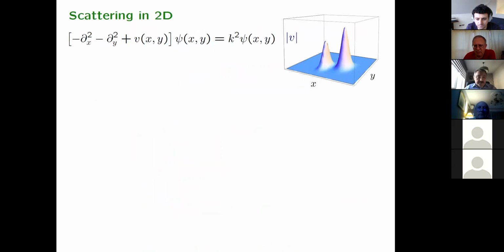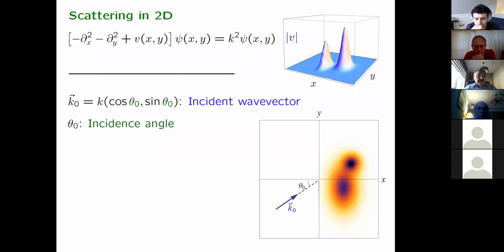So let's try to look at scattering in 2 dimensions. Again, I use time-independent Schrödinger equation to introduce the scattering problem. I send plane waves from some source with some incident wave vector, which makes an angle θ0 with the x-axis. I call this the incident angle. And then the wave scatters and goes off, again becoming a plane wave with a new wave vector k.